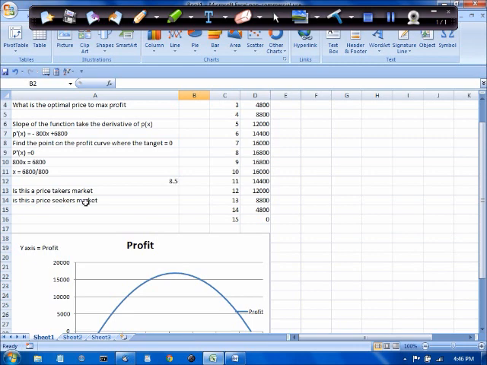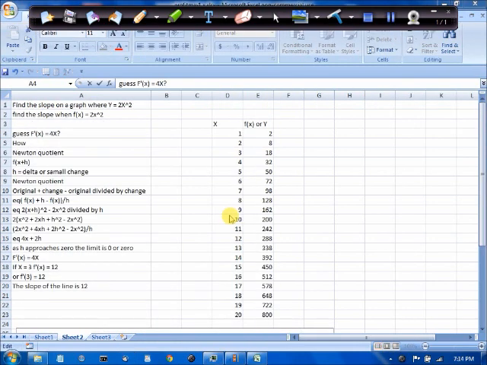So I hope that makes some sense. And I have to ask you a question. Is this a price taker's market or is this a price seeker's market? Anyway, I'll write out some of these equations in the next part of this lecture.